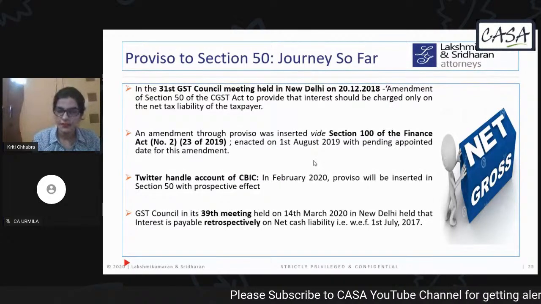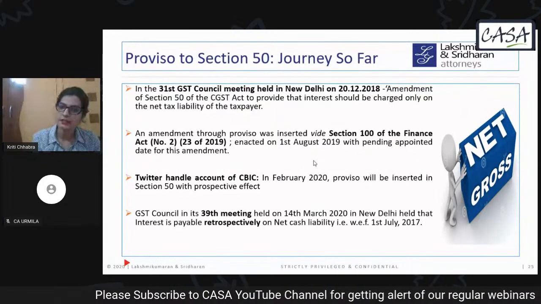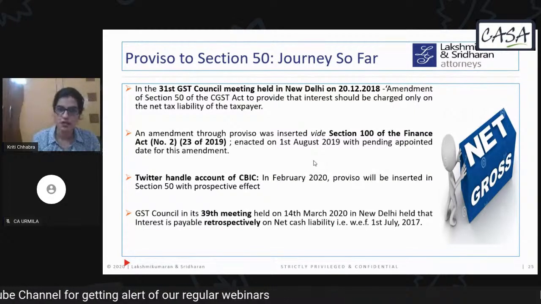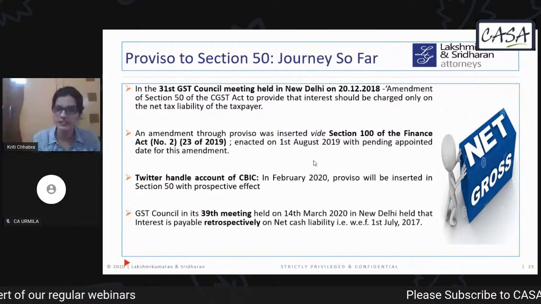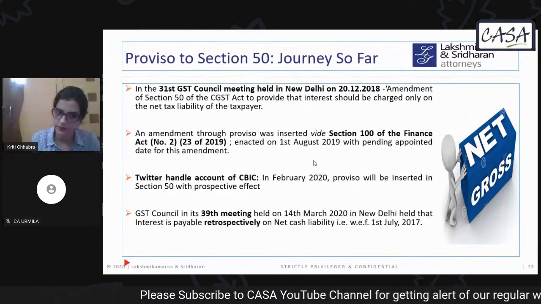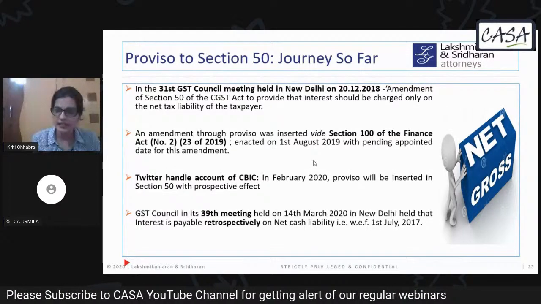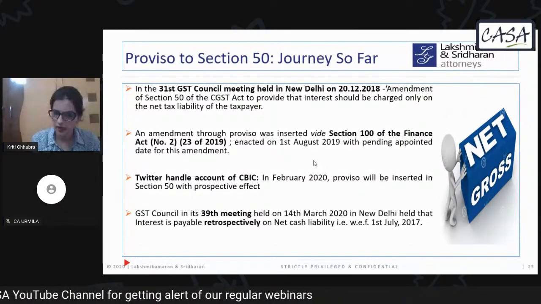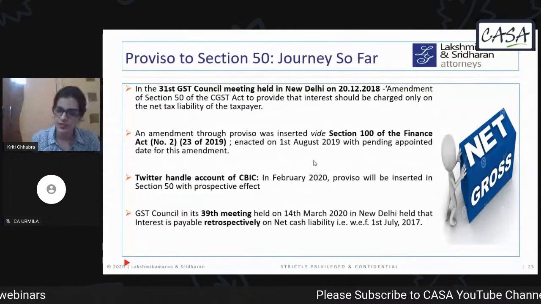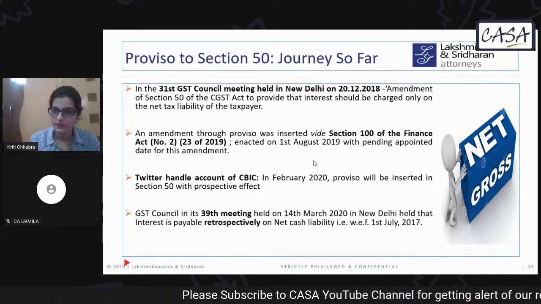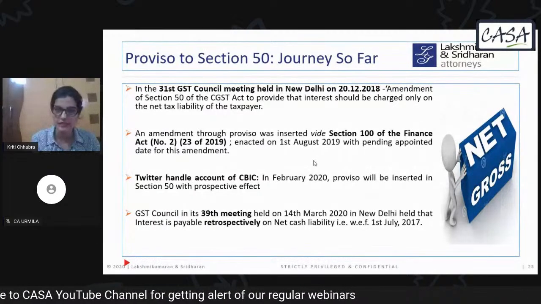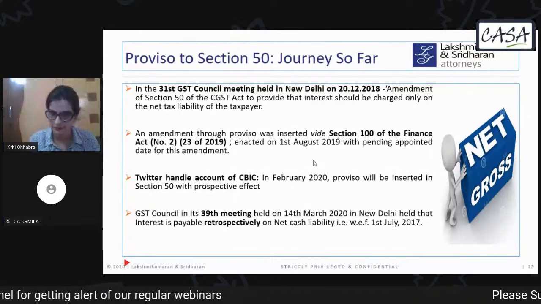In the 31st Council meeting held on 20th December 2018, it was proposed that this amendment be made by inserting this proviso. This was proposed by the GST Council in December 2018. Thereafter, in 2019, through Section 100 of the Finance Act, this amendment was enacted with effect from 1st August 2019. However, this particular proviso was not yet notified, and it was mentioned that it would be notified at a later point of time.